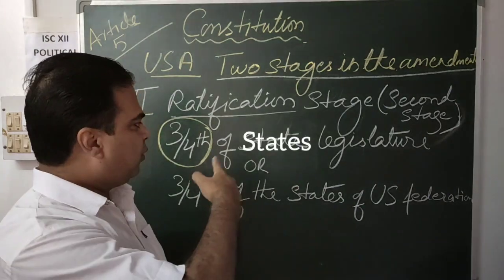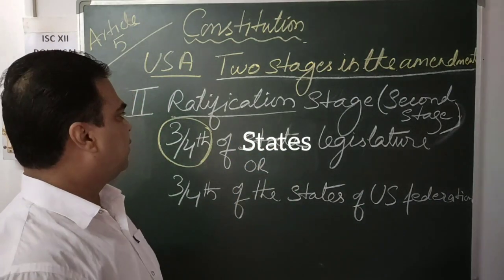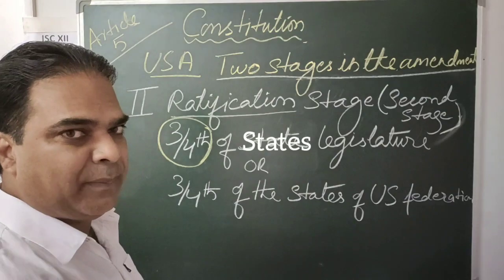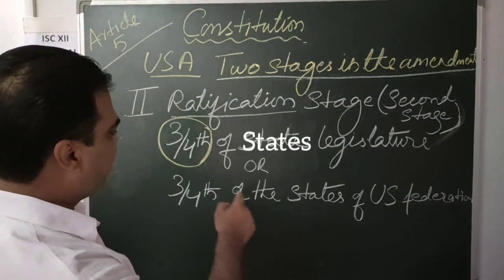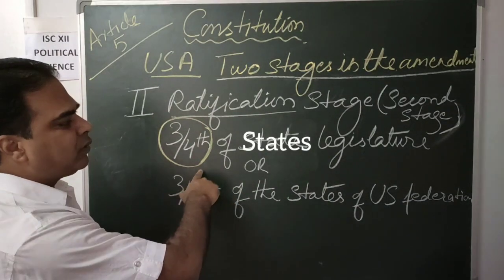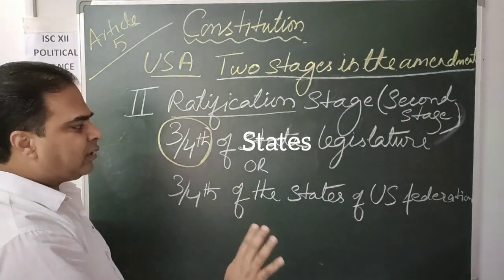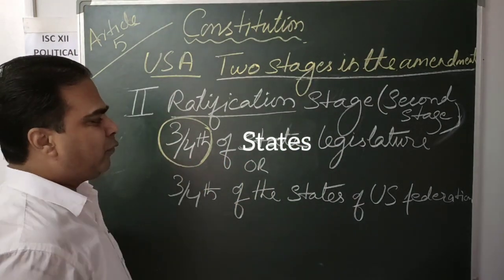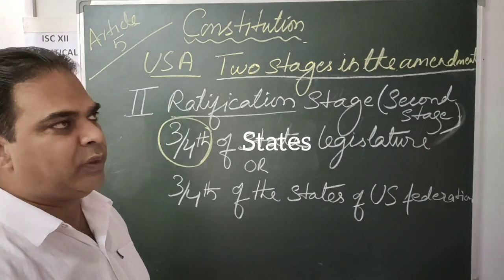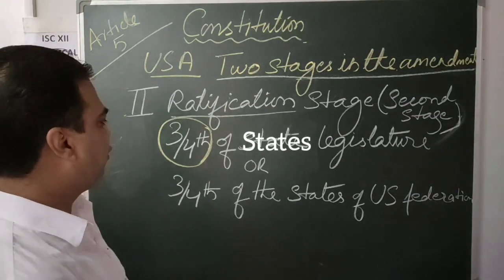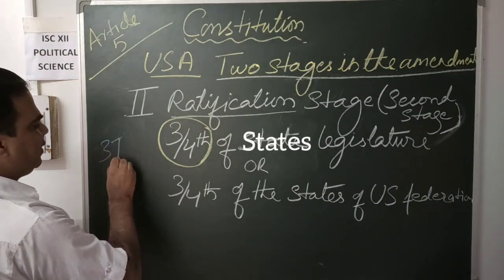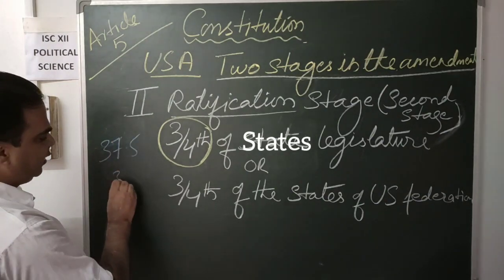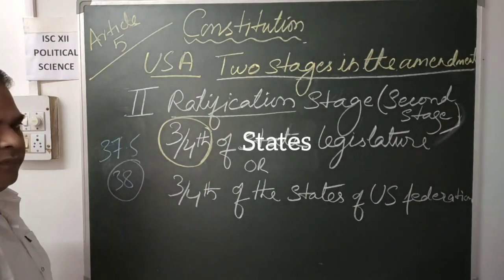So this is the process of US amendment, the second stage. We were discussing 3/4 of the state legislatures. Please don't get confused with this, okay? I'll explain it clearly. 3/4 of the state legislatures. So what will be the number? 3/4 of 50 will be 37.5, so let us round it off to 38.